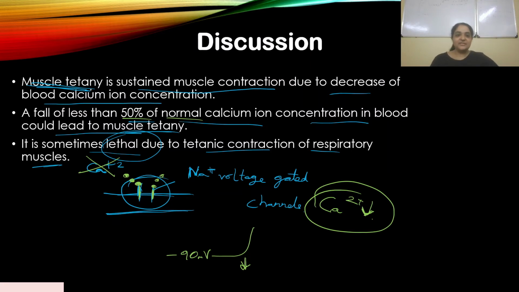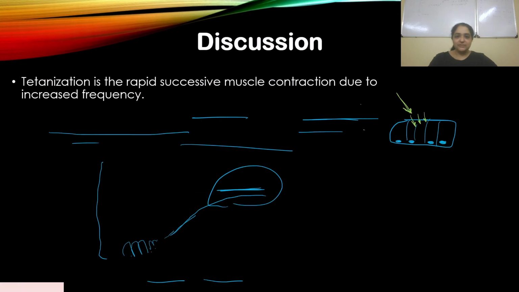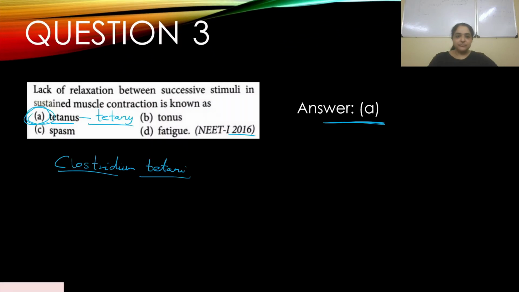So it's actually called muscle tetany. But the appropriate answer in this case was tetanus. That is A, so you choose A. Let's go back to the question. Okay, so tetanus, or tetany, is the lack of relaxation between successive stimuli and sustained muscle contraction.